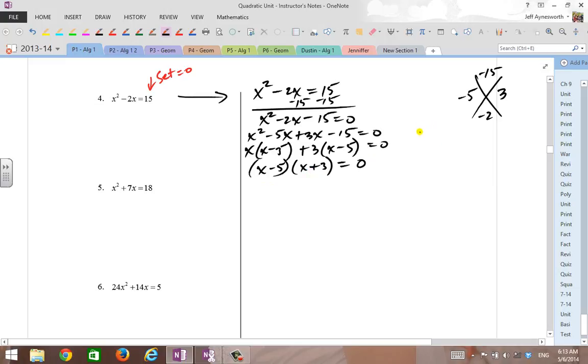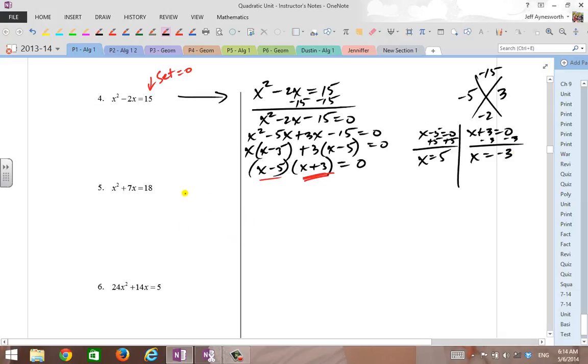But once again, you set each factor equal to 0. This is your first factor, and this is your second factor. Okay, so here we go. We got x minus 5 equal to 0, and my second one, x plus 3 equal to 0. Well, add 5, and you get x equals 5, and you subtract 3, and you get x equals negative 3. Those are my two results, okay?